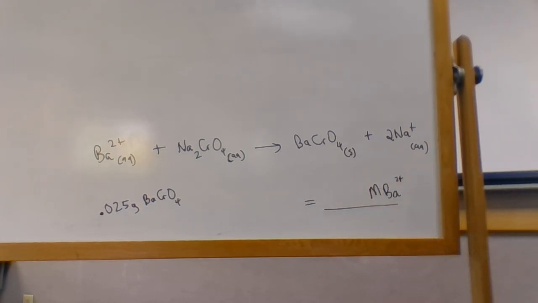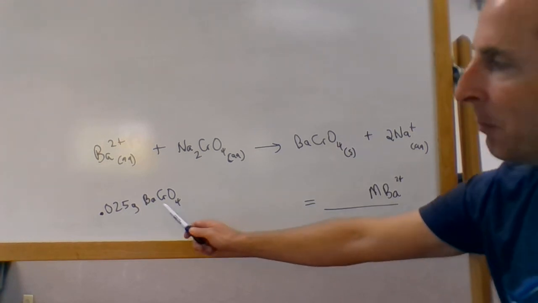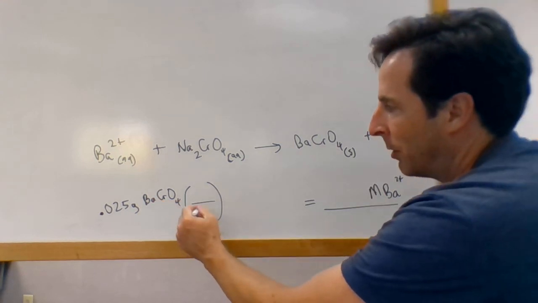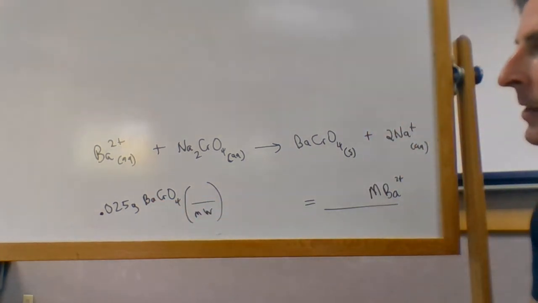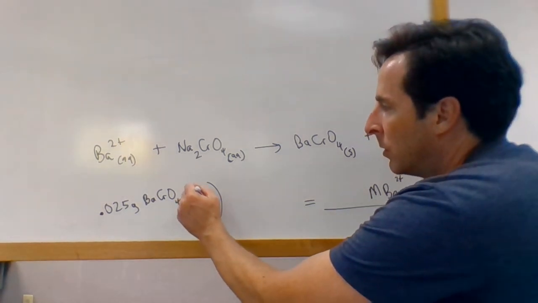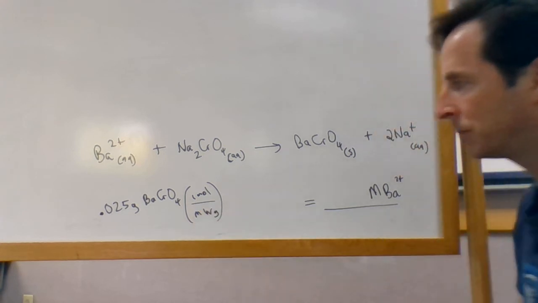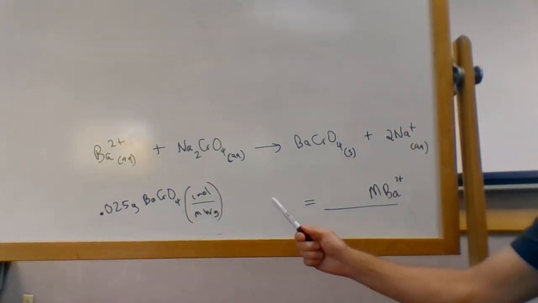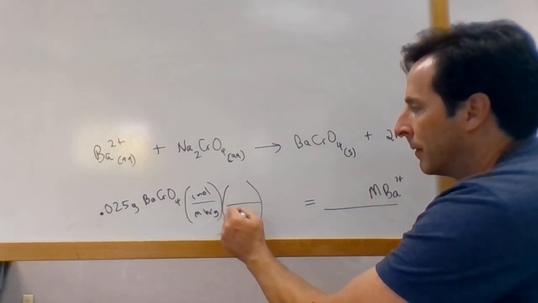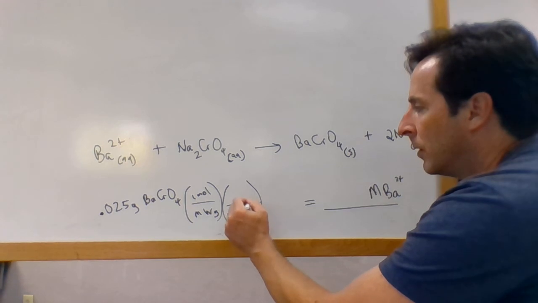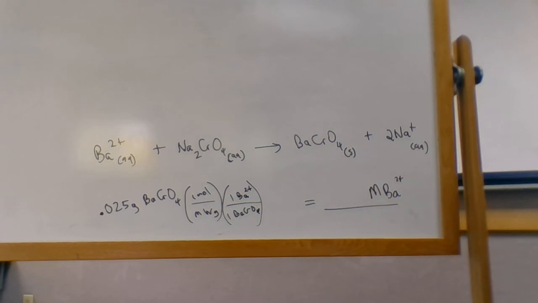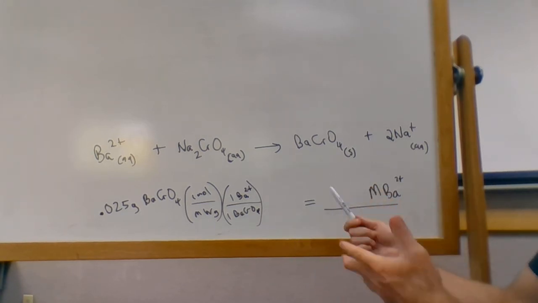Okay, now what do I need to do? I need to have the molecular weight of barium chromate, so I'm going to divide by the molecular weight, which I don't actually know what it is right now. I'm going to divide by the molecular weight to get the moles. That's going to be 1 mole to the molecular weight in grams. Once I have the moles of the barium chromate, well, it's 1 barium chromate to 1 barium ion. So essentially, the moles of barium chromate and the moles of the barium ions are going to be the same.